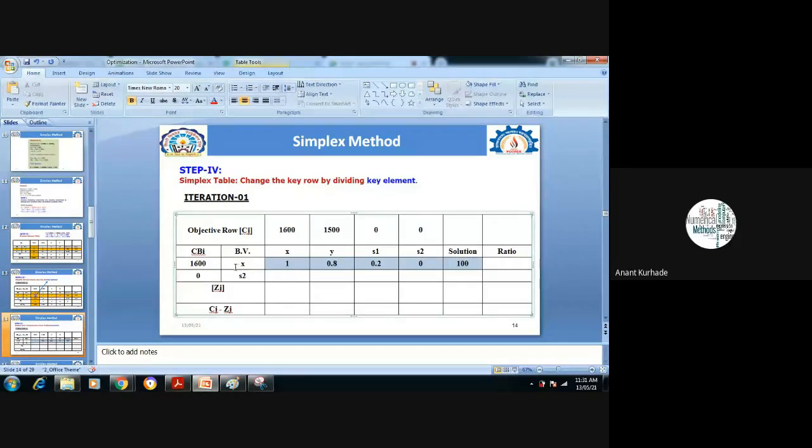See x and s2. Okay, so we have written this from your objective function. Always towards the left side, you must write the coefficient of the objective function. The coefficient of objective function x is 1600, so we have written 1600 here. Clear? So this part is from your objective function, and this part is from your objective function.